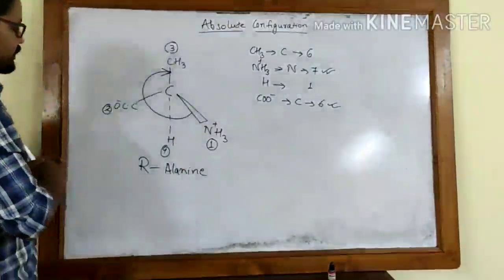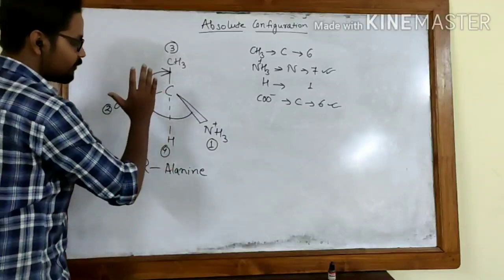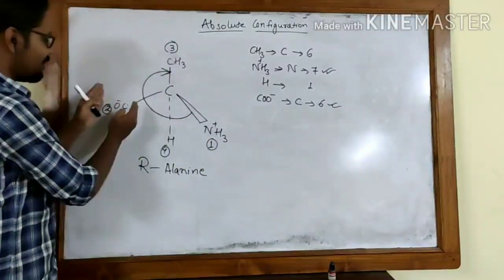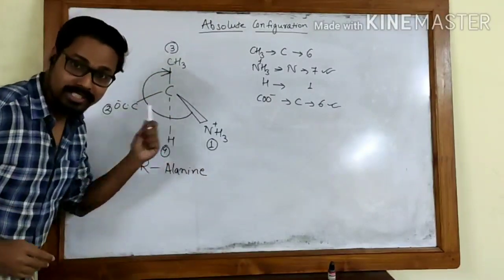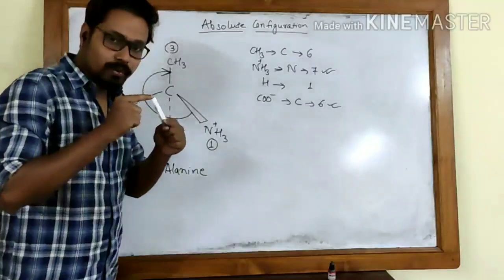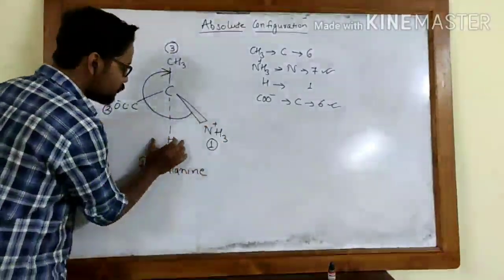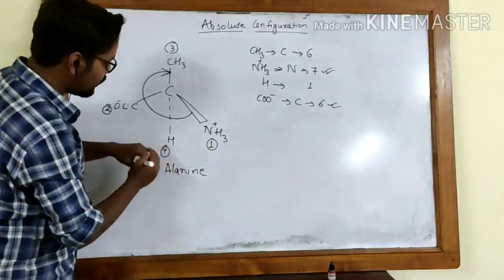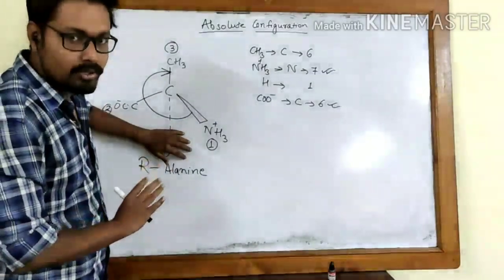We are taking into consideration this whole thing. We are first giving priority to each and every compound attached to the chiral carbon center, and then we are trying to move from number 1 to number 3. Number 4 is not in consideration. Don't care about number 4. Let number 4 stay in its place.